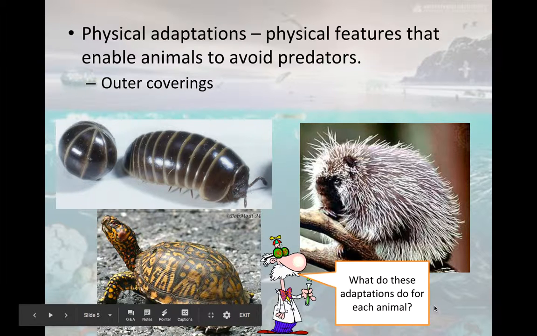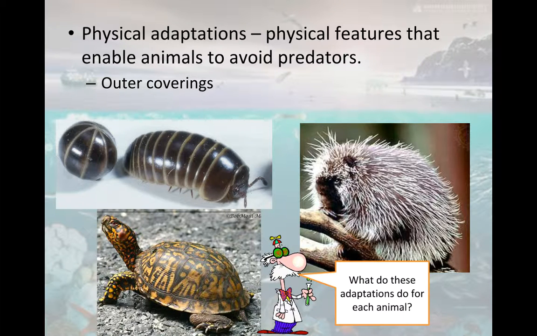So what do these adaptations do for each of these animals? No matter if it's a physical adaptation, a behavioral adaptation, no matter what type of adaptation it is, it helps them survive. So adaptations are just to help you survive. It might help you survive getting attacked. It also might help you survive by getting to eat something. But adaptations are always for survival. If they don't make you a better animal to survive, they're not an adaptation. They're pointless.